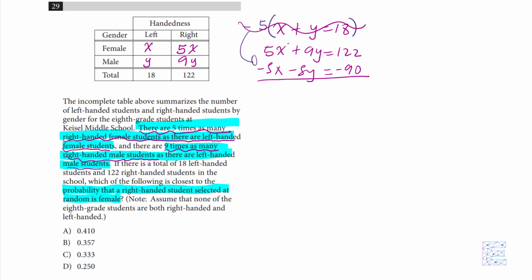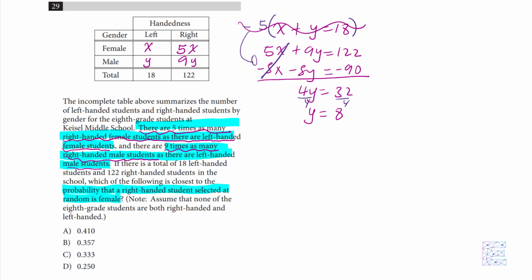Now the point here was to get rid of one of the variables. So 5x minus 5x is gone. So we have 9y minus 5y, which is 4y. 122 take away 90 is 32. So we can then say that y is 8 when you divide both sides by 4.